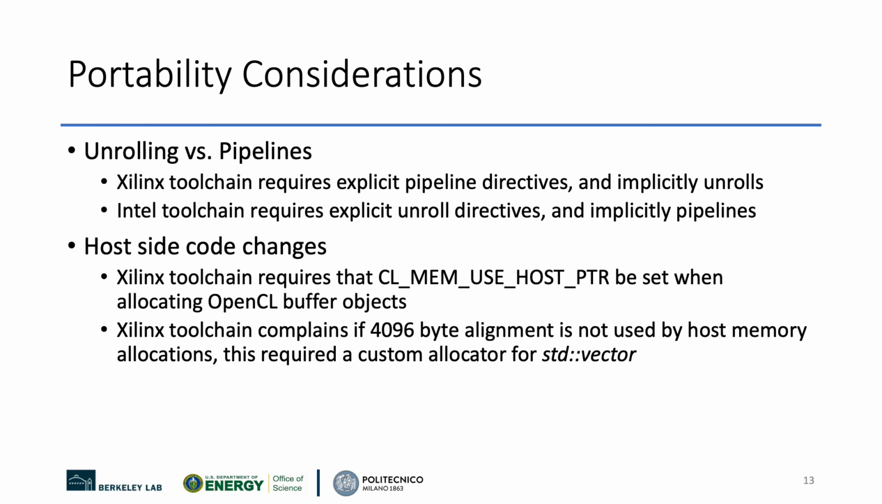In addition to the portability of the kernel code, it was also necessary to make host-side source code changes for the Xilinx toolchain. Please read the paper for more details, but in particular, when writing C++ code, it is necessary to use a custom standard vector library allocator to ensure 4096 byte alignment in order to ensure optimal PCIe transfers and to avoid those pesky warning messages.